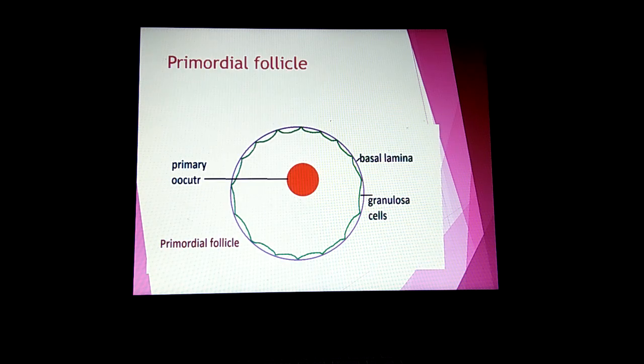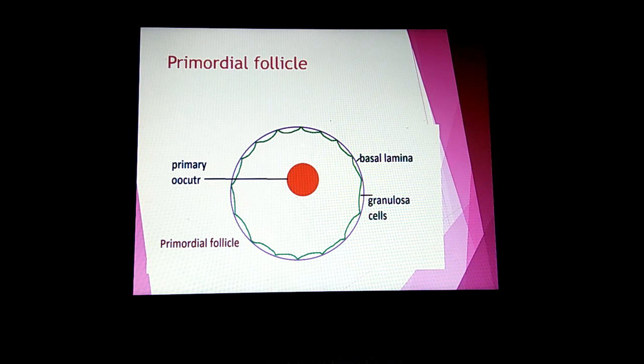So this is a primordial follicle. You can see it is a very basic structure. The purple lining you are seeing is the basal lamina, and the green ones are the flat, squamous-shaped granulosa cells. The granulosa cells here are squamous shaped and single layered, surrounded by the purple basal lamina. In the center, this red is the primary oocyte, which is arrested in prophase of meiosis 1, and this remains arrested for a long time.